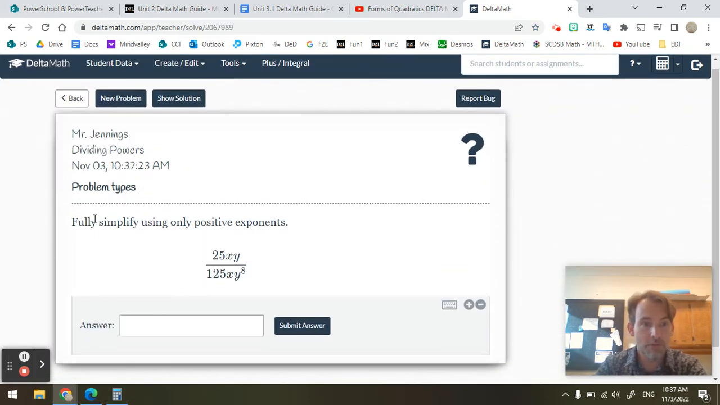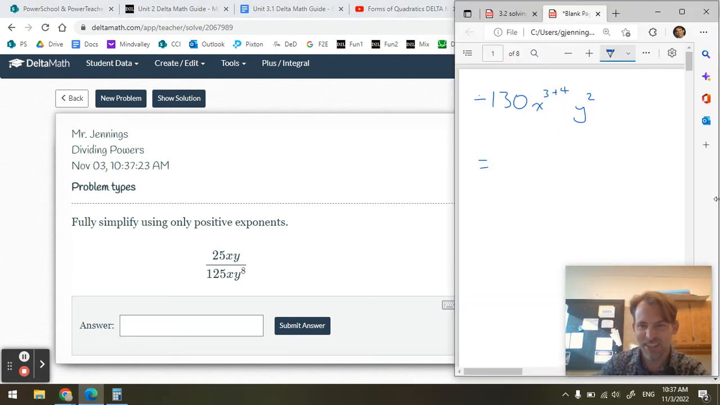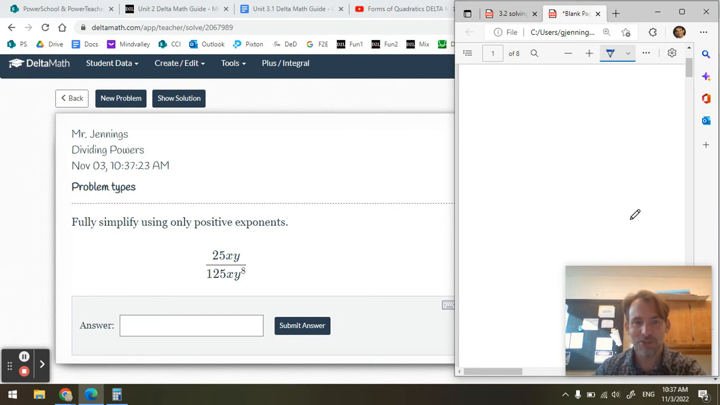Here, fully simplify using only positive exponents. Well, the 25 over 125, that's going to leave a 5 on. Let's write this one out rather than just do it in my head. So 25 over 125 is going to leave 5 on the bottom and nothing on the top, just 1, because you do the division. Maybe I show you. Let me write it out.